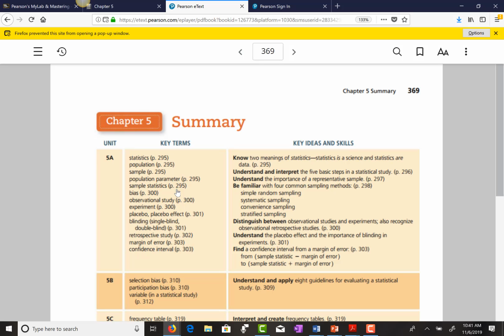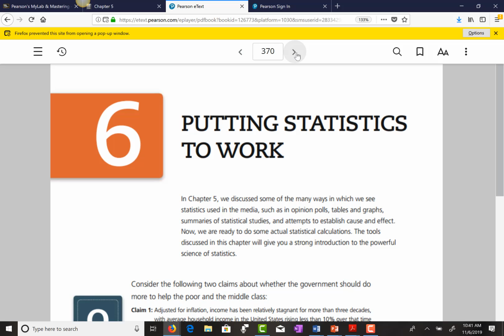Then we talked about different types of experiments or ways to look at the study. It could either be observational or it could be experimental. We talked about different ways to organize the data with things like histograms and bar graphs and all that kind of stuff. Be sure that you're familiar with all of that. But then with chapter 5, there is a summary, and it goes on for several pages. And it's kind of handy to take a peek at it.